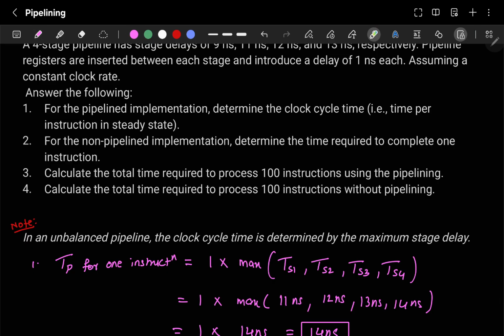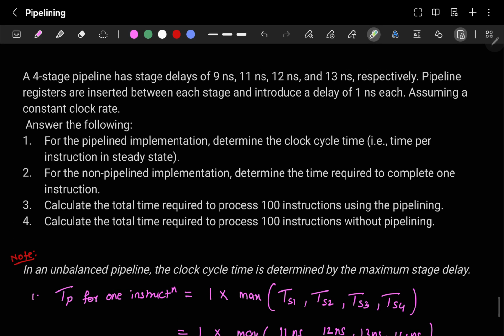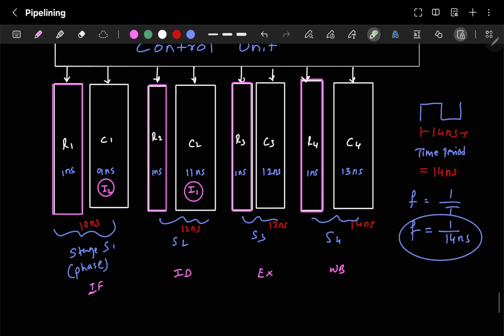Now consider the second question. What is the second question? For the non-pipeline implementation, determine the time required to complete one instruction. For this same scenario, I am not considering a pipeline. So we will come to this example.